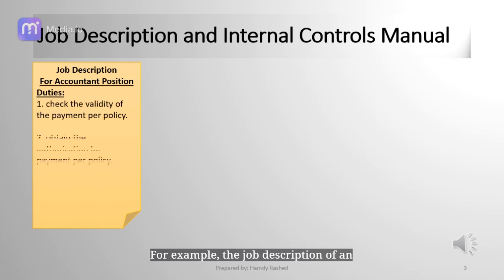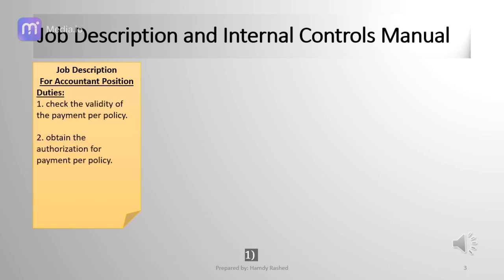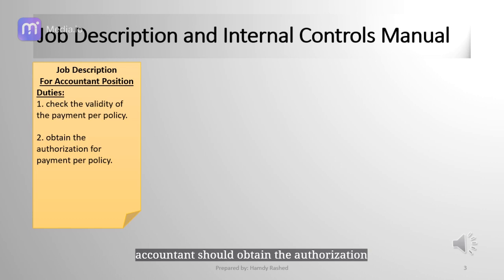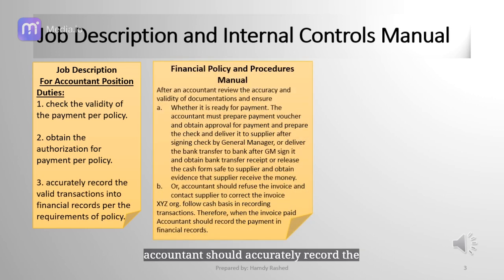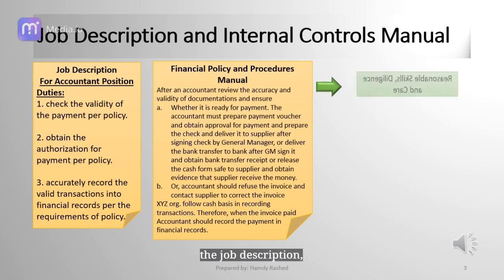For example, the job description of an accountant states that: 1. Accountant should check the validity of the payment per policy. 2. Accountant should obtain the authorization for payment per policy. 3. Accountant should accurately record the valid transactions into financial records per the policy, GAAP, or accounting standards. Those are reasonable duties specified in the job description.